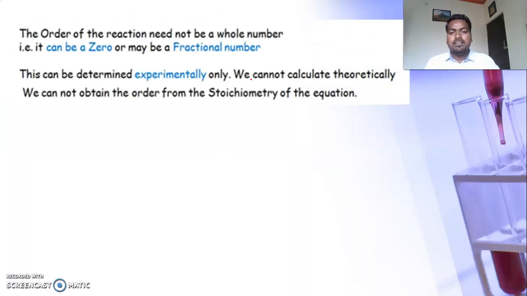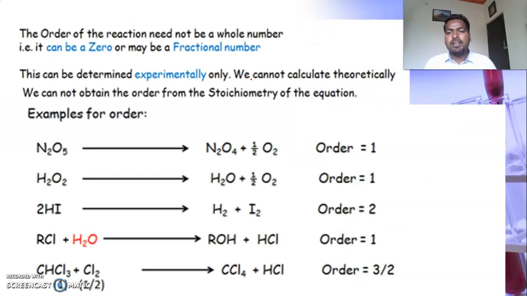Now let us see some examples of the order of a reaction. The order of a reaction can be 0, and it can be a fractional number or a whole number also. And this order, as I told, is an experimentally determined concept. Theoretically we can't predict it.